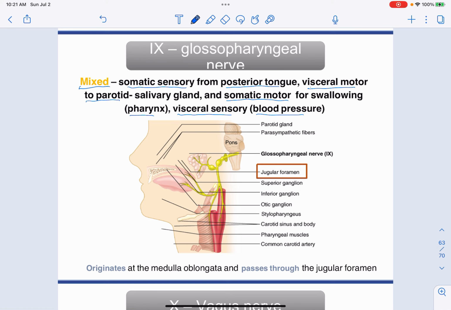So this nerve has a lot of functions. It originates at the medulla oblongata. So we're kind of moving down from the cerebrum to the midbrain to the pons, and now we're down to the medulla oblongata. It is going to pass through the jugular foramen because it needs to get to various places outside of the skull.